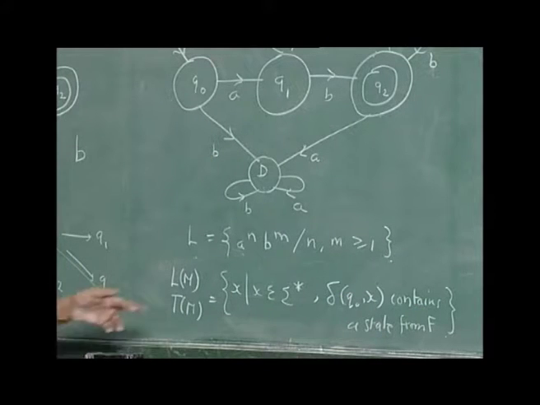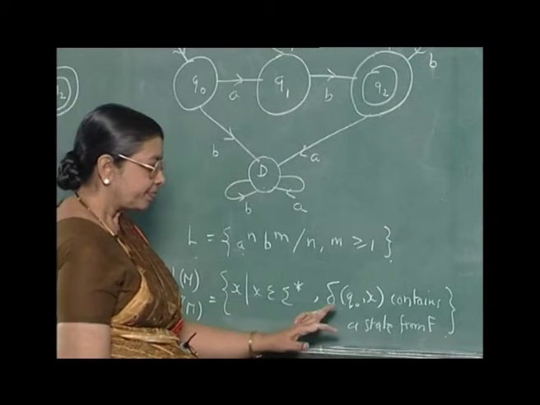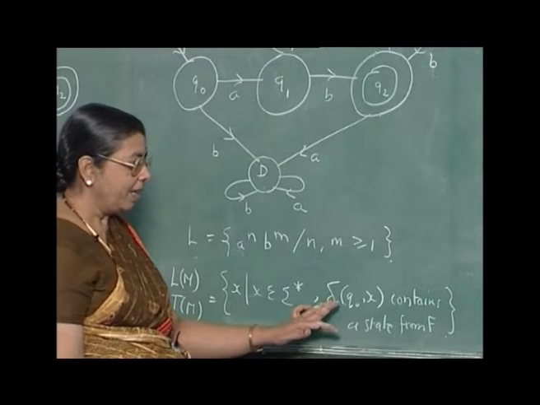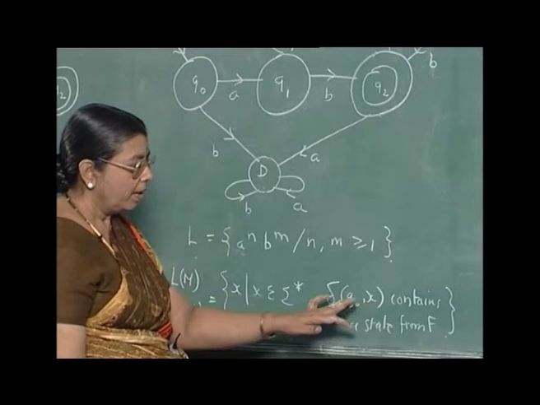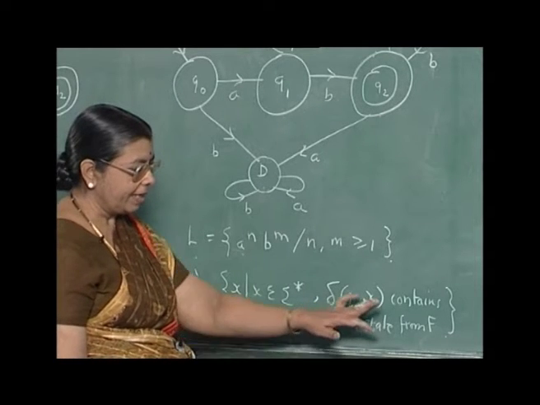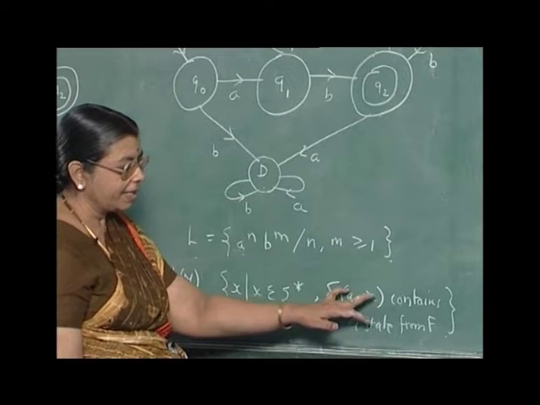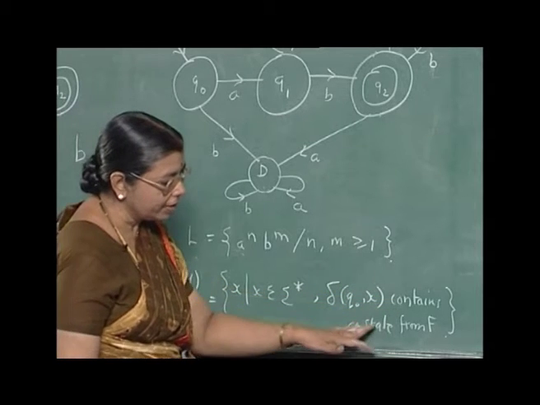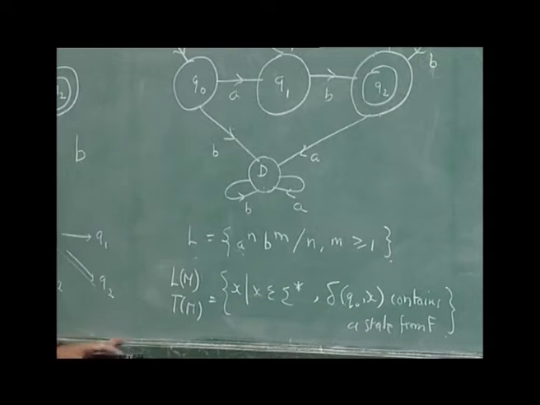Actually, you know that in the case of a deterministic automaton, this is a single state, but in the case of a non-deterministic automaton, it is a collection of states. Delta of q naught, x will be a collection of states. If it contains one state from F, then you say that the string is accepted. So, this is the formal definition of acceptance of a language.